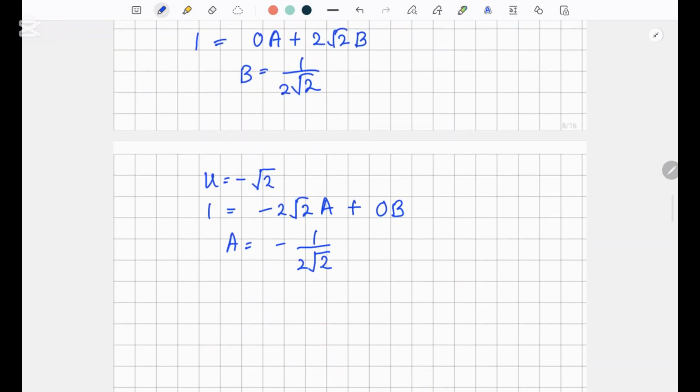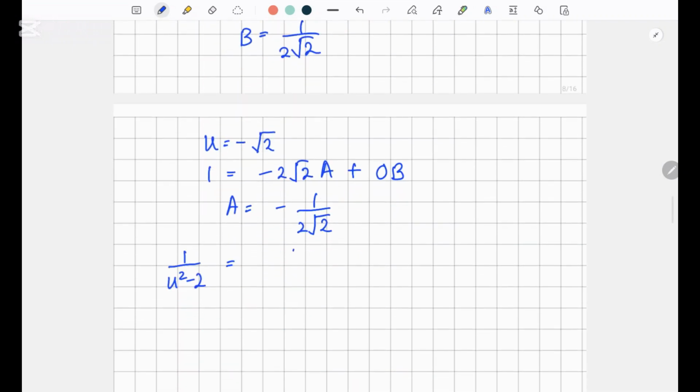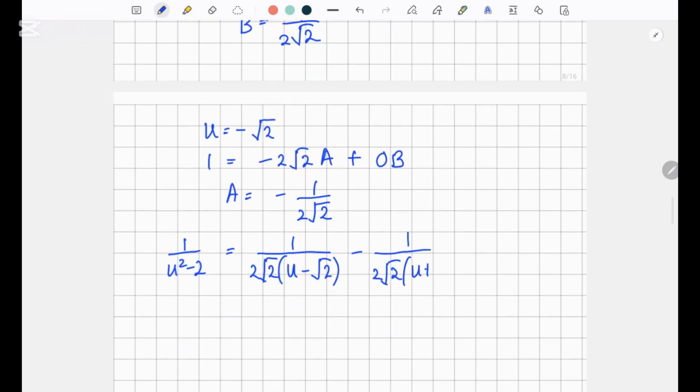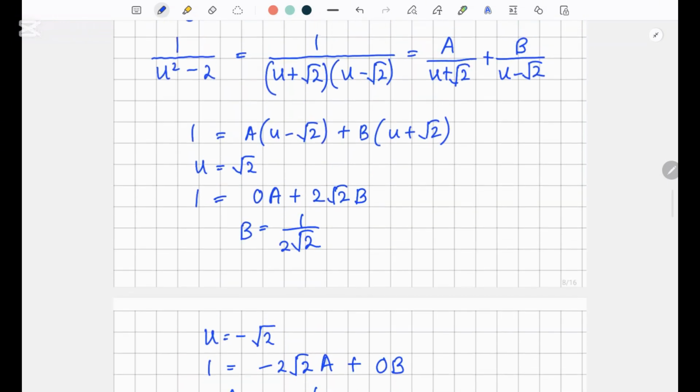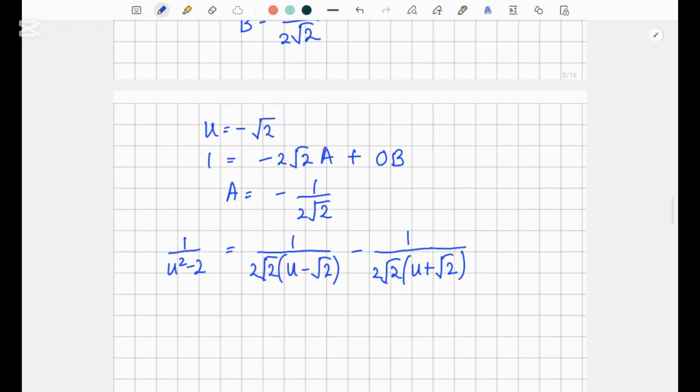So meaning you could write 1 over u squared minus 2 as 1 over 2 root 2 into (u minus root 2) minus 1 over 2 root 2 into (u plus root 2), right? Let me make sure I haven't made any mistakes. Yep, everything looks good.